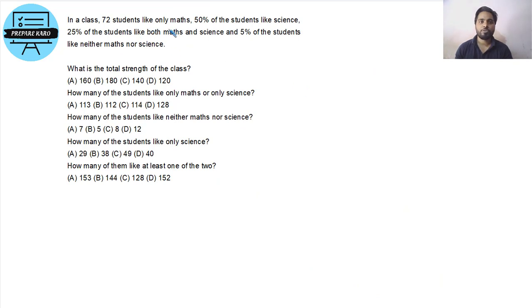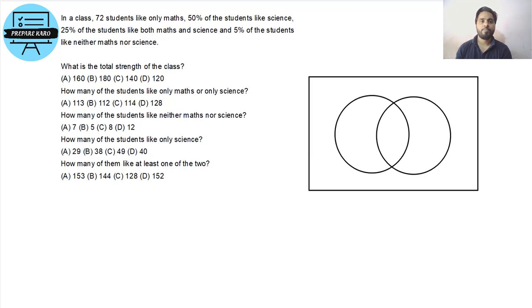In a class, 72 students like only maths, 50% of the students like science, 25% of the students like both maths and science, and 5% students like neither maths nor science. This is the information, and after adding this information we can say this question is of 2 variable Venn diagrams, right? So this is a 2 variable Venn diagram. Here we have one circle representing maths and other circle representing science. Okay, maths, science, and we have total also.